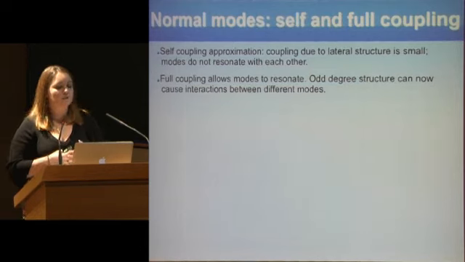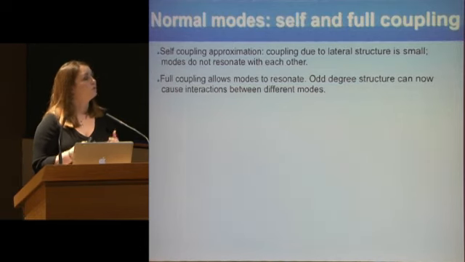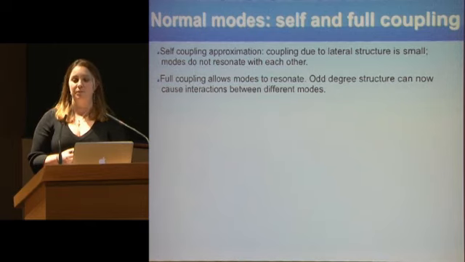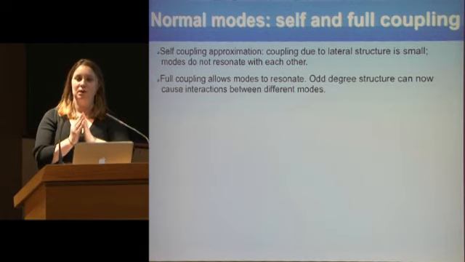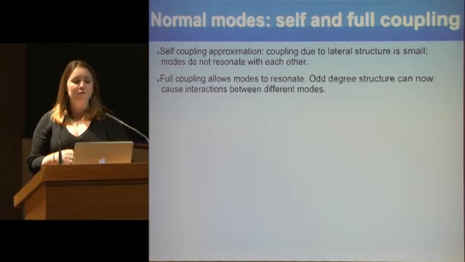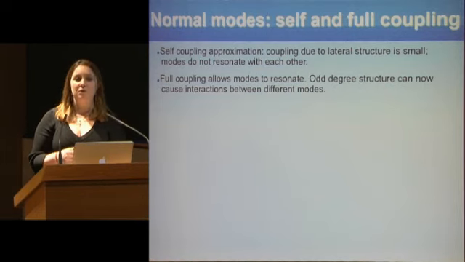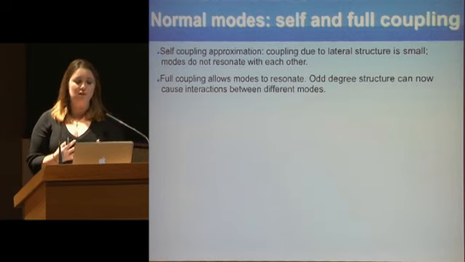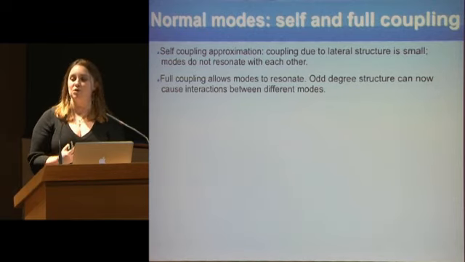When we think about how to compute the normal modes, there are two different ways we can do it. We can use the self-coupling approximation. This tells us that when a mode splits, we only have to think about interactions within that one mode due to structure in the Earth. If we were to do full coupling, we would think that structure in the Earth could cause one mode to interact or resonate with another mode close by. This would let us see odd degree structure, particularly degree 1 structure in the Earth.